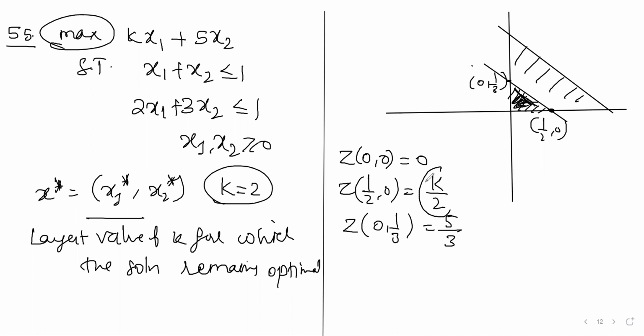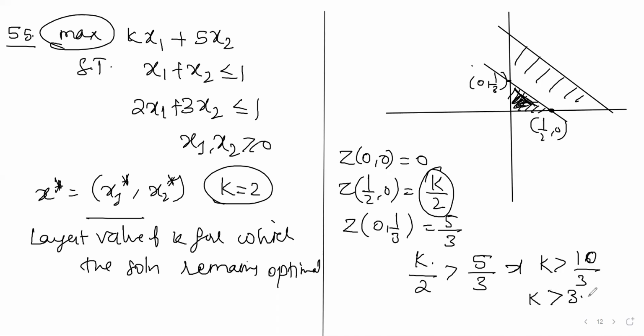So that means we want k by 2 to be greater than 5 by 3, because it is saying the solution is optimal. So k by 2 must be the maximum. So k by 2 is greater than 5 by 3. This implies k is greater than 10 by 3, so k is greater than 3.333. So the optimal value of k is 3.333.